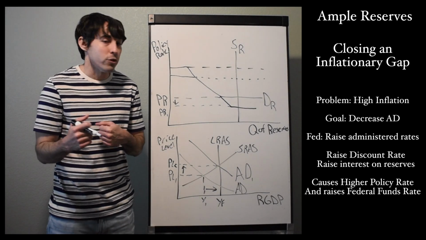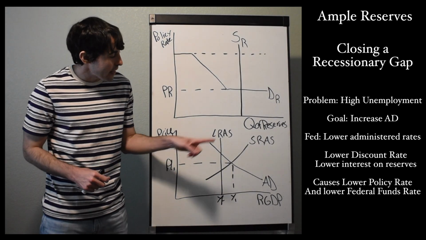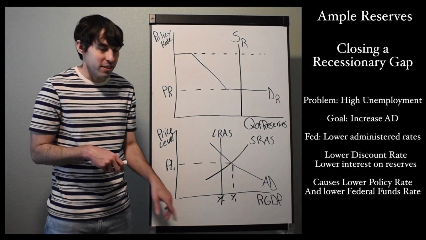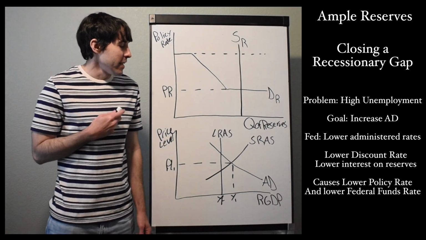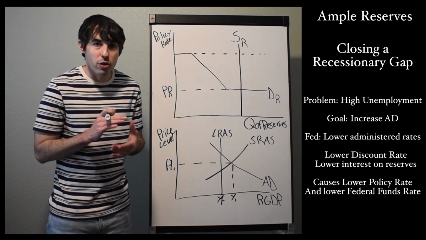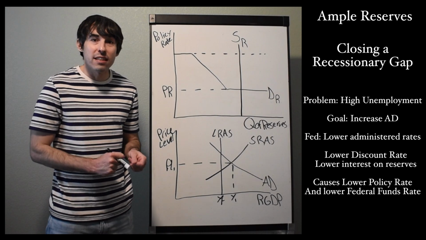Now let's look at what we would do in an inflationary gap. In this next example, we have an inflationary gap. Prices are getting too high. Our inflation rate is greater than expected. Our unemployment rate is below the natural rate of unemployment. We are worried about an inflationary spiral. So our goal is to decrease aggregate demand. We need to get people to spend less money.